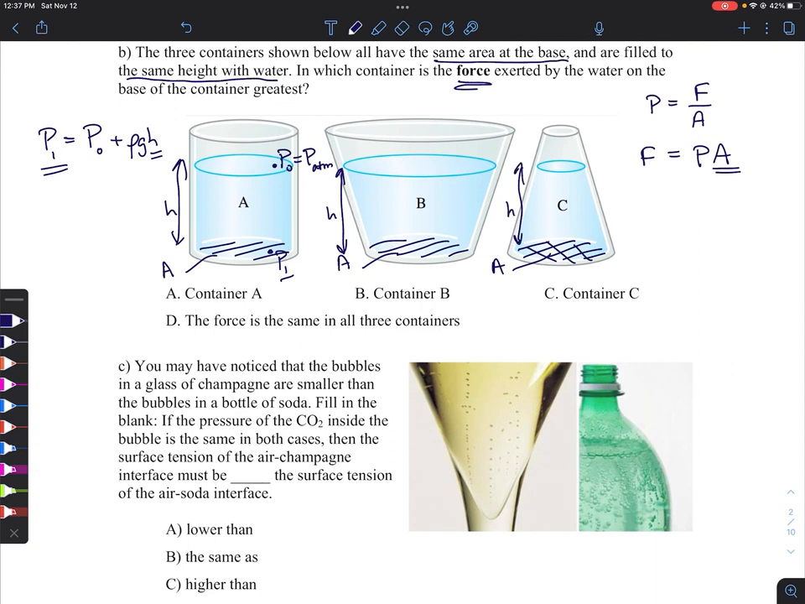And in fluid statics, we know that if we have a horizontal line through a static fluid, the pressure is the same at any point along that line. So across the whole container, the pressure at the bottom is P1. And P1 is going to be the same in each case because the depth is the same. So that means that P is the same in each case. So if A is the same and P is the same, that means that all the forces must be equal as well. So the force is the same in all three containers.